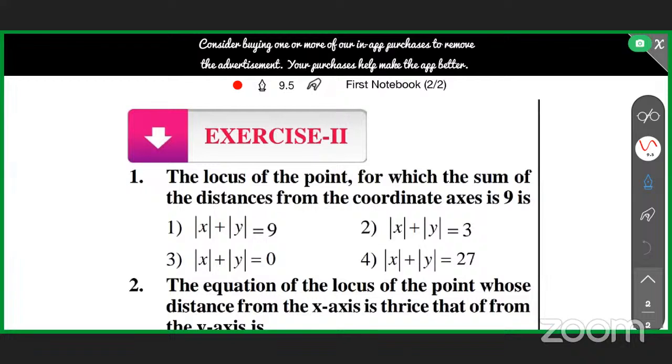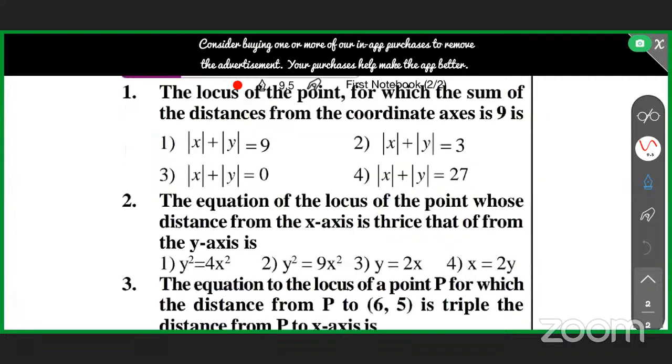Now I'll just explain the question and tell you how to proceed. Then we'll go to the other problems we have to solve. The first question is: find the locus of the point for which the sum of the distances from the coordinate axes is 9. It means we have to find the locus of a point P such that the sum of the distances from that point to the x and y axes is 9. And I give a lot of options here.